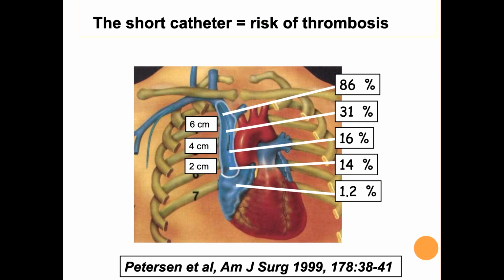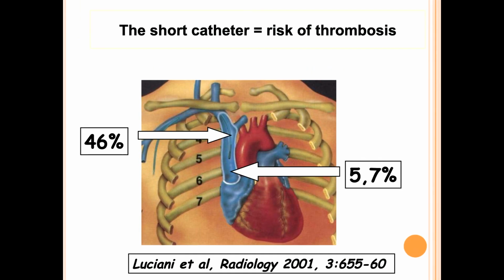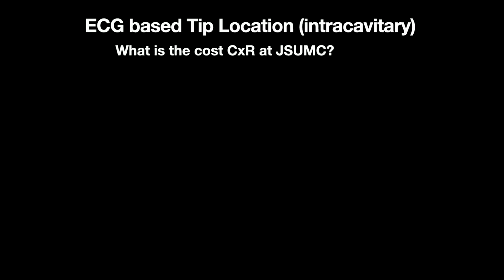But as you go down, it's 31% here, 16%, 14%, 1.2% if you get down inside the cavoatrial junction. So the line really has to be down in the right spot. There's another catheter that shows the same thing, that the higher you get above the cavoatrial junction, the higher the deep vein thrombosis rate. So two things happen if the catheter is not in the right spot. They don't function as well, and the risk of deep vein thrombosis goes way up, right?